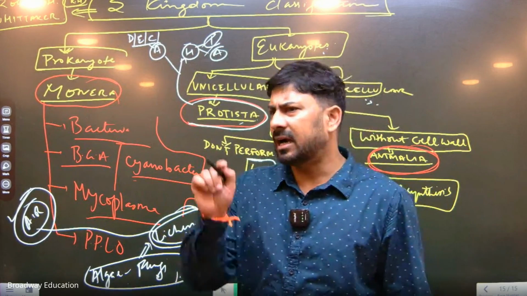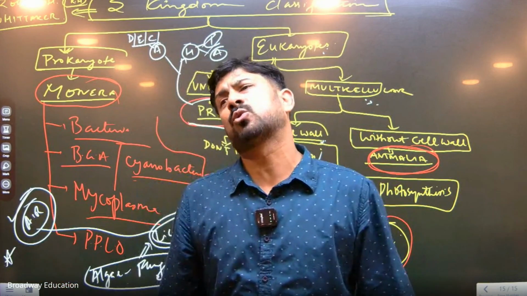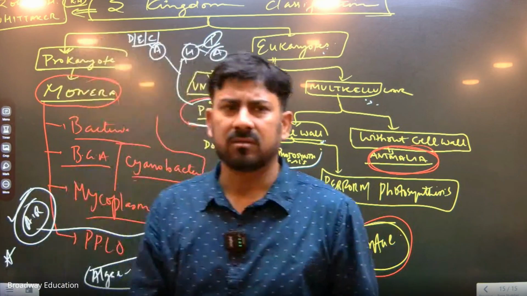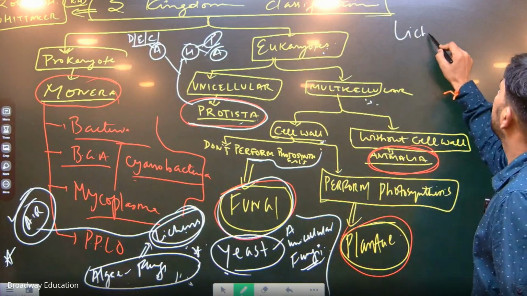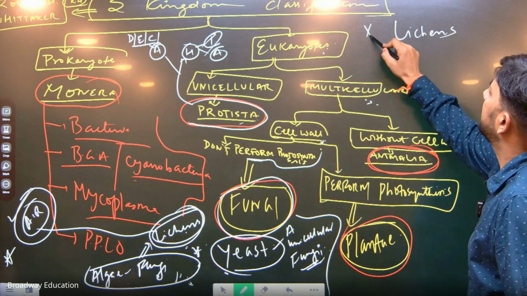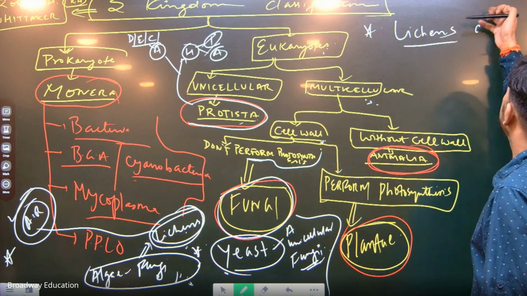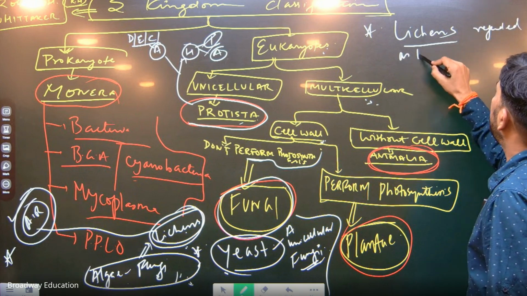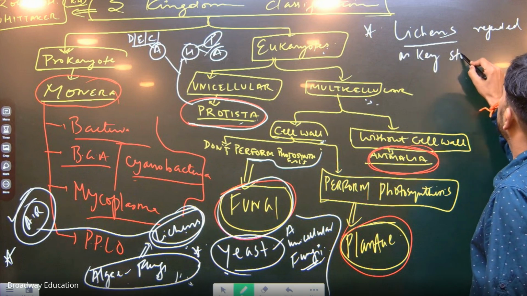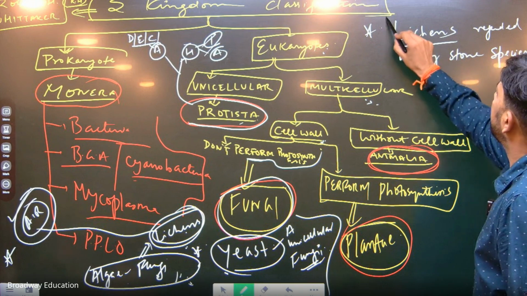After this, you can add one more point there, that the lichens are regarded as a keystone species. Please write it down. Lichens are also regarded as, give a star mark there and then write, lichens regarded as keystone species. Is this part clear?